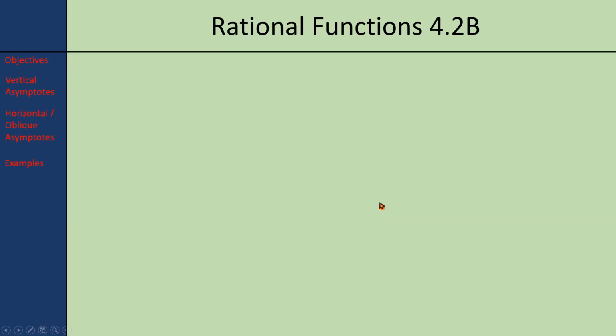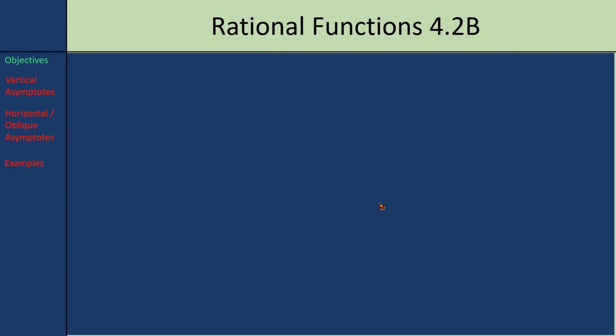All right, so today we are continuing with our rational function section, 4.2b. And our objective today is going to be determining the behavior at vertical asymptotes. And we're going to find the other types of asymptotes, right? The horizontal or the oblique asymptotes.